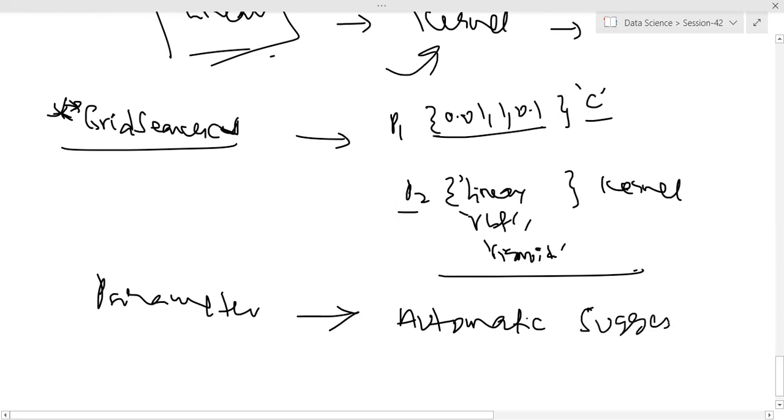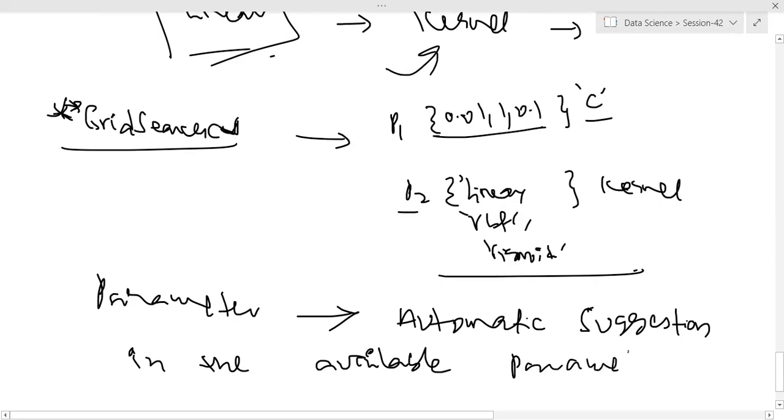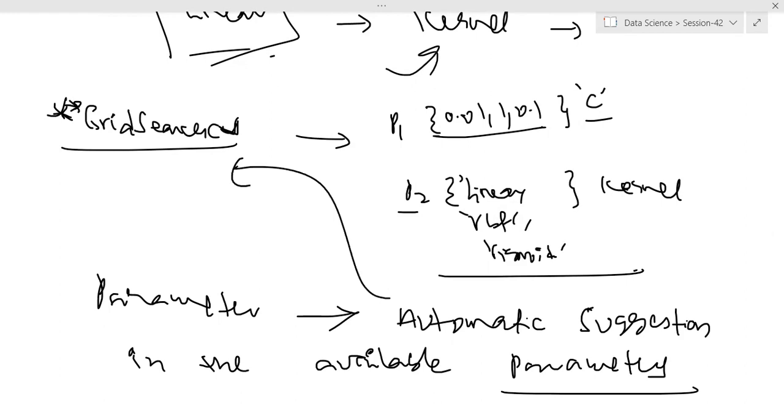The automatic suggestion from the available parameters, I can say. But we should know about this, no? Though the system is performing some automatic things for us, as a data scientist and machine learning engineer we should know what exactly grid search CV is. Even people are not aware of those points, friends. That's what I'm saying.